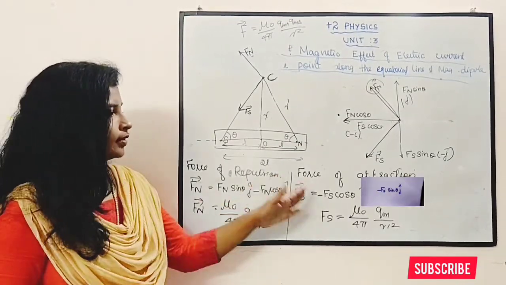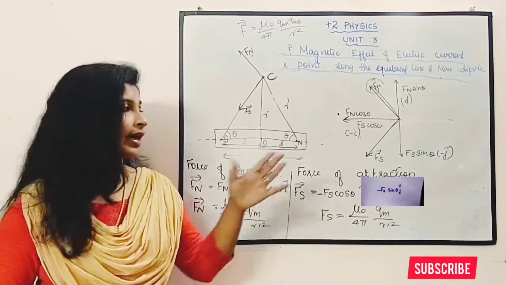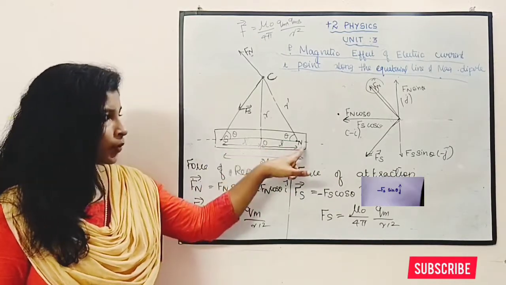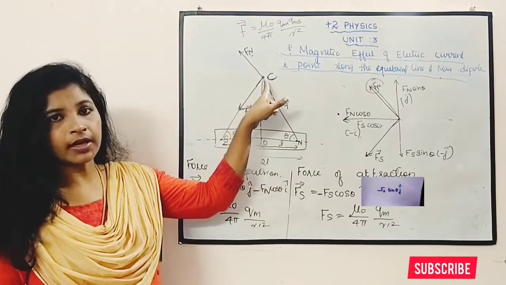Next we are going to calculate the force of attraction between the south pole of the bar magnet and the unit north pole at the point C.